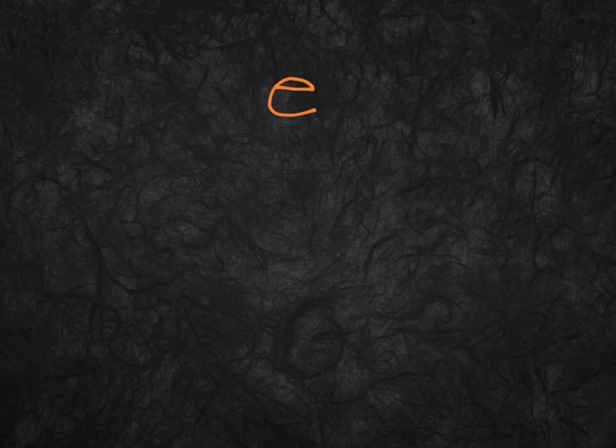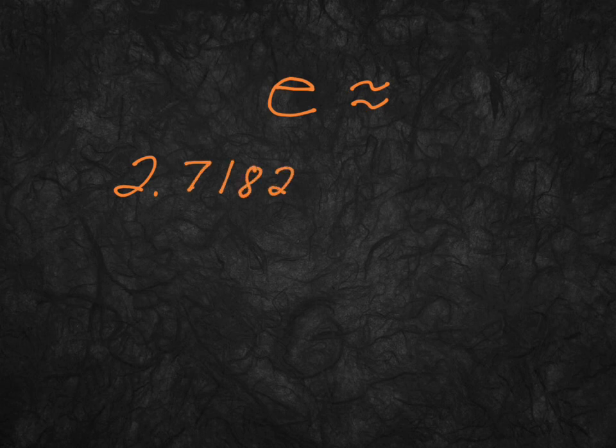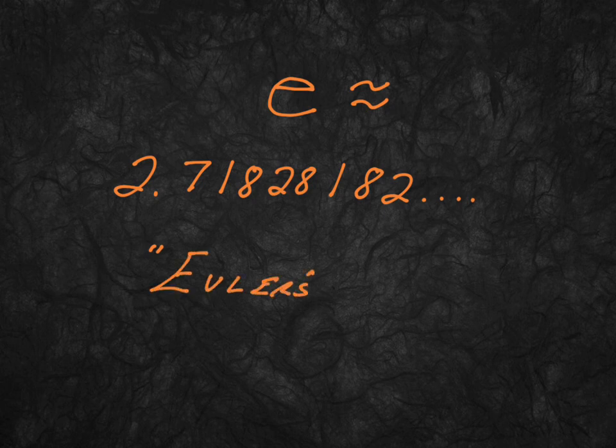Now, e is an irrational number, like pi. It doesn't have a pattern. It goes forever. And it's a decimal that is approximately 2.718288182, and there's no pattern really to it. So, when we think about e, which is known as Euler's number, named after a gentleman by the name of Leonhard Euler, e is very useful to us.